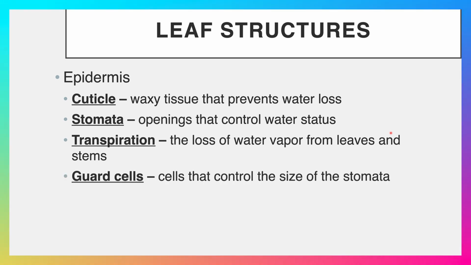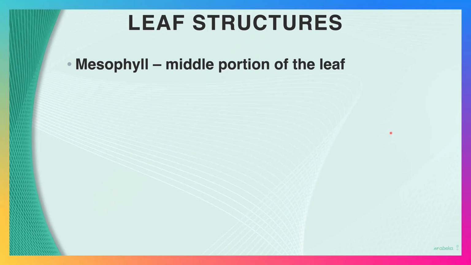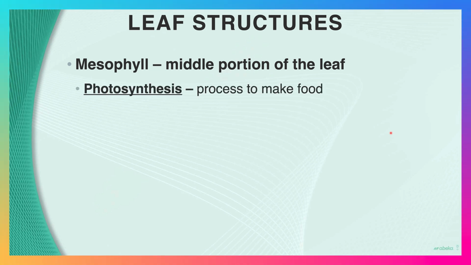The size of the stomata are controlled by cells known as guard cells. And then lastly, the epidermis has leaf hairs, which are small hair-like projections, and these retard the loss of water by decreasing the flow of air over the leaf. These also act as a defense mechanism against insects. Now the middle portion of the leaf is called the mesophyll. In this area is where photosynthesis occurs. And we've talked about photosynthesis before. This is the process in which food is made, or glucose is made.